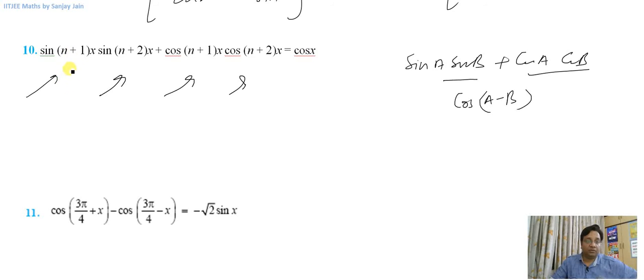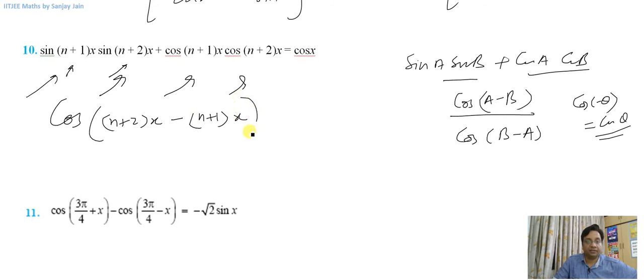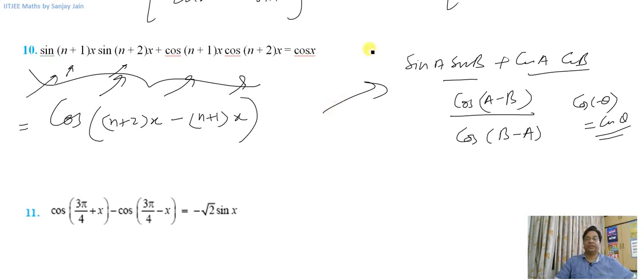Now which angle will you take as a, which angle will you take as b? You are free to do that, because cos a minus b is equal to cos b minus a, because cos of minus theta is equal to cos theta itself, right? So that will not matter. So let us take n plus 2x as a, minus n plus 1 x. So this is my left hand side using this identity, which is the identity for cos a minus b, and it is equal to this, right?